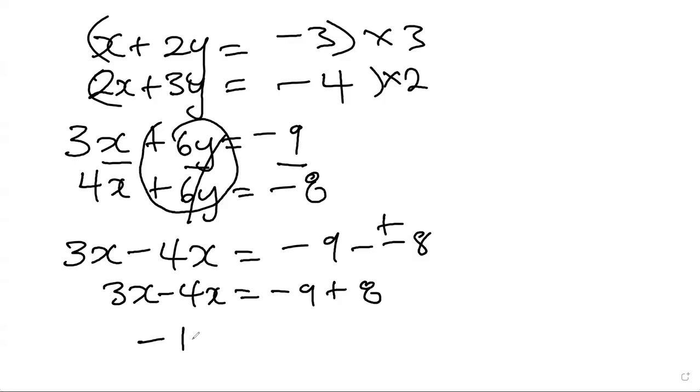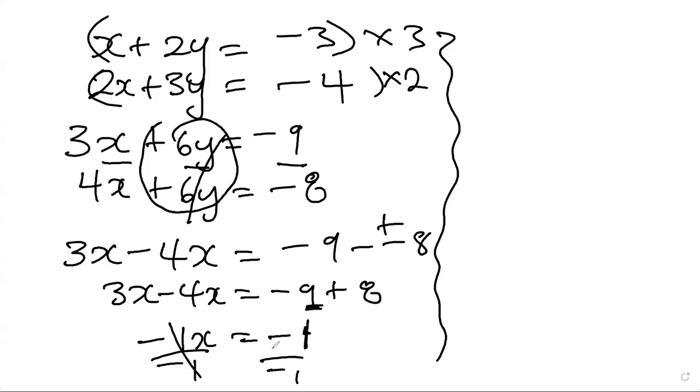So this gives a negative 1x equal negative 1, because the 9 is bigger. And then we divide by negative 1. So x is equal to positive 1, because the negative is going to cancel the negative. 1 divided by 1, 1.